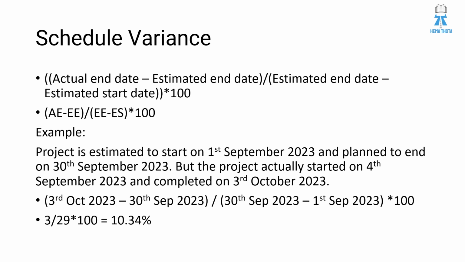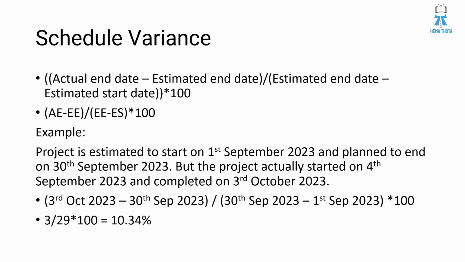So here, if you apply the formula: 3rd October 2023 minus 30th September 2023, divided by 30th September 2023 minus 1st September 2023, into 100. In Excel it is very easy to calculate, but however I tried to put it here. 3 by 29 into 100, that is 10.34%. So the schedule variance for the project, which started 4 days late, completed 3 days late, and was planned for 30 days, is 10.34%.